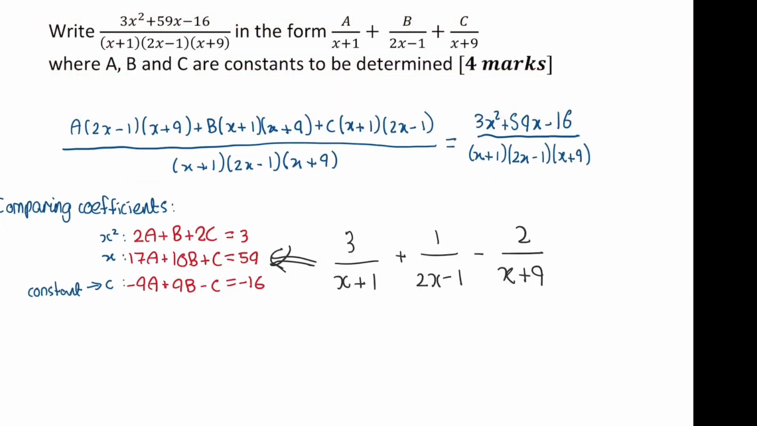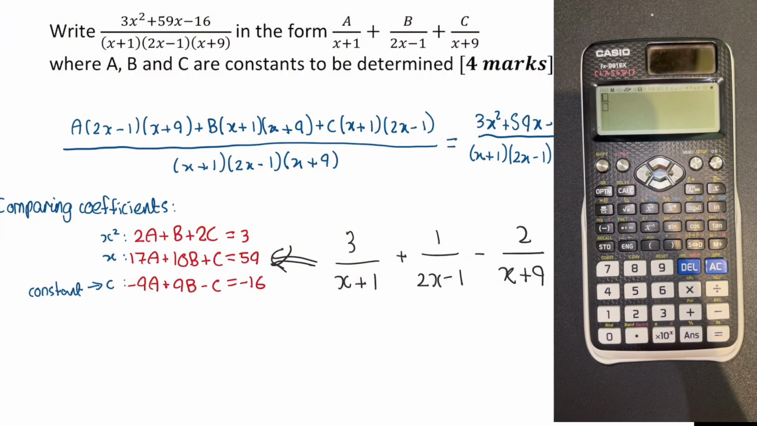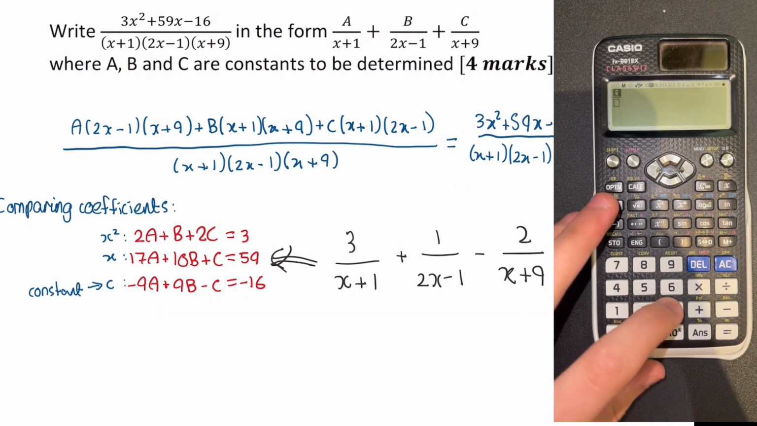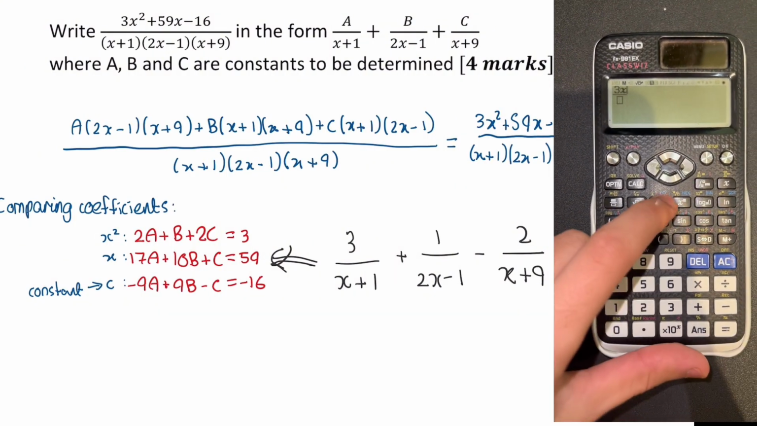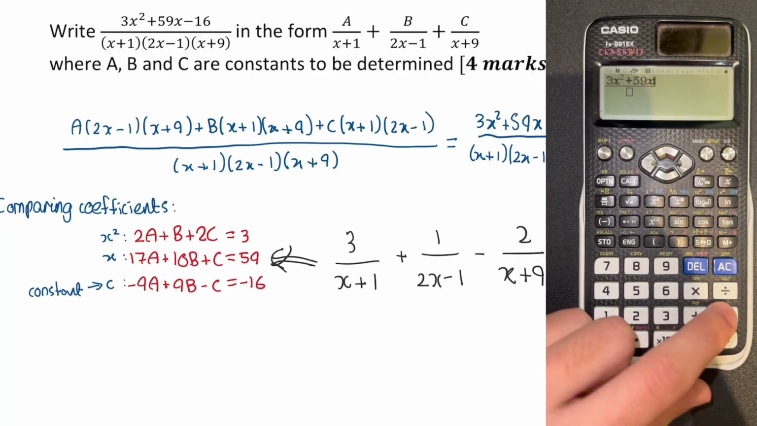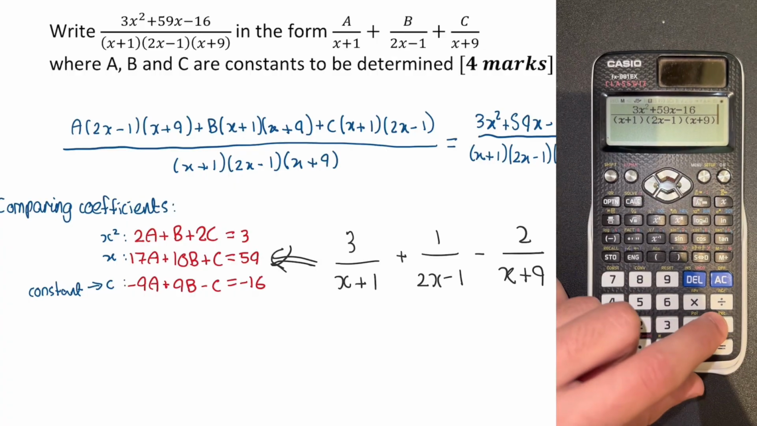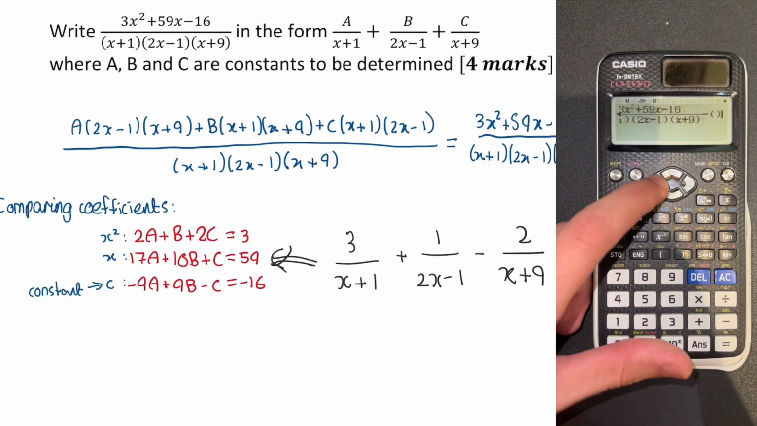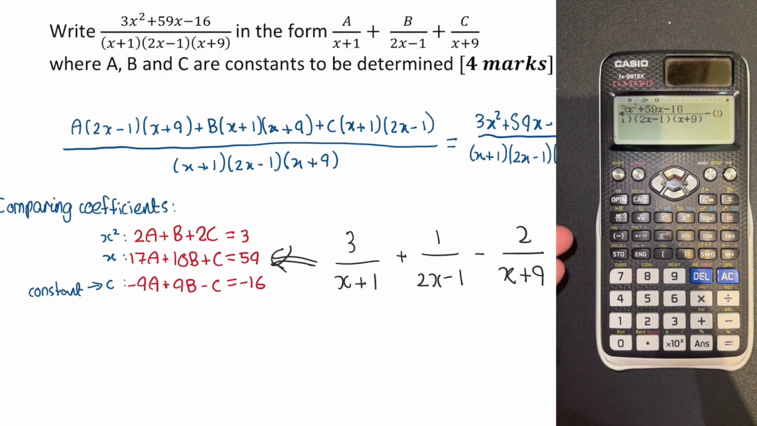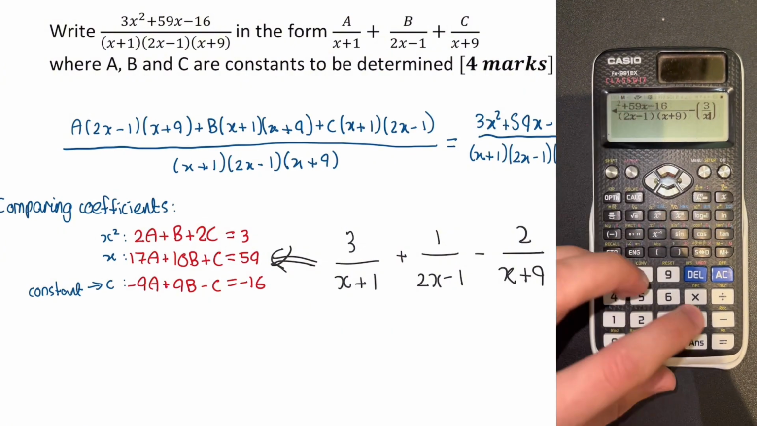Now you can actually apply this idea of taking away an answer from itself to various types of questions to check your answers. So I'm going to show you how you can check if your partial fractions are the correct ones. What we're going to do is first write our original expression, so 3x squared plus 59x minus 16 all over those brackets. We're just going to quickly write that. Once we've written all that, we're going to take away our partial fractions. So now we're going to write our partial fractions, all of them.